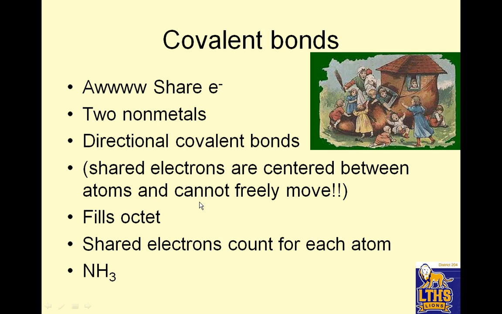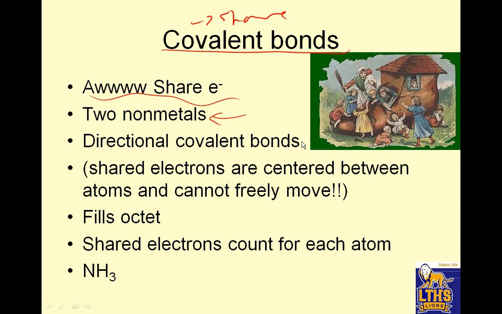When we're talking about bonds between atoms that are sharing electrons, they count for each atom, and it's called a covalent bond. Co-share. Sharing electrons. What kind of atoms want to share electrons? Two nonmetals want to share electrons because their electronegativities are pretty close to each other, and the way they can become more stable is by sharing electrons.